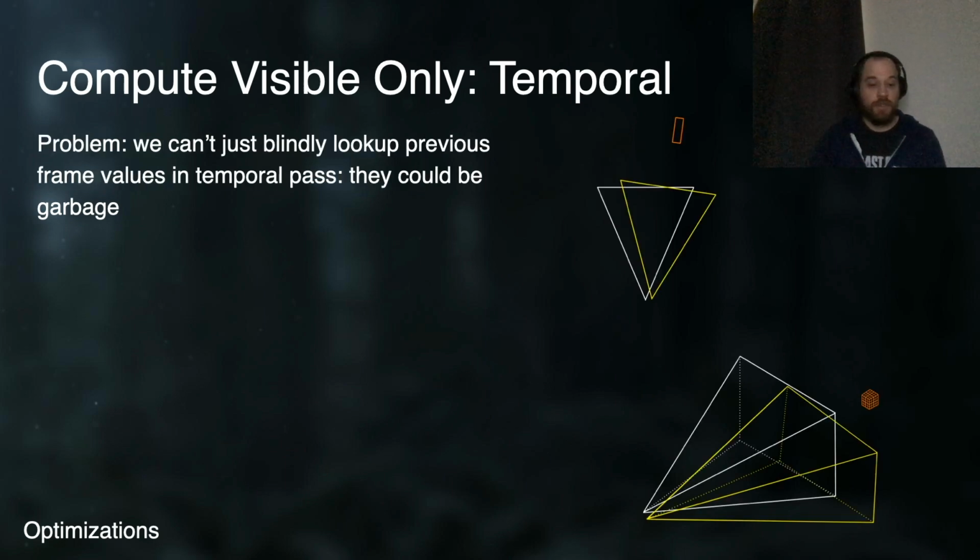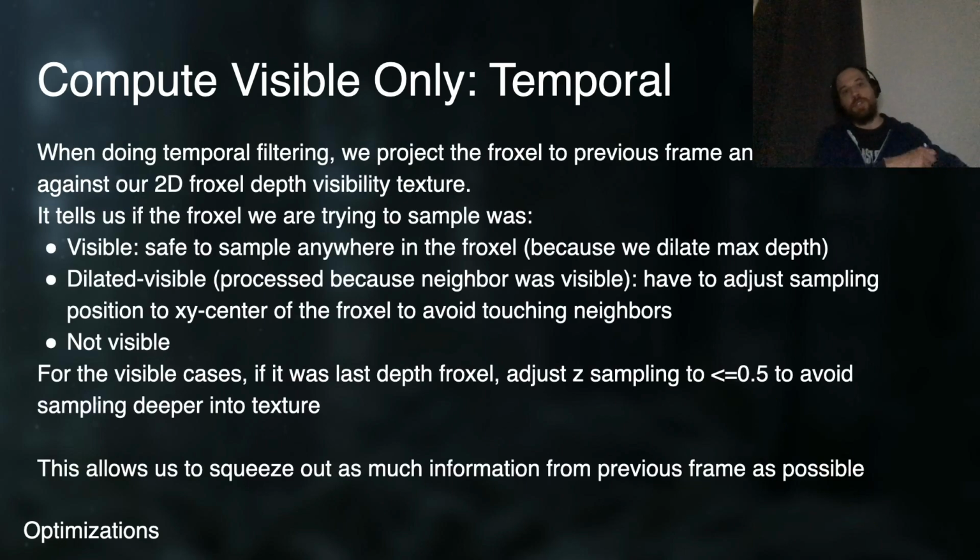And that starts becoming an issue whenever we do temporal, because we cannot just blindly look up a value from the previous frame, right? If the value was within the view, it doesn't mean it was actually visible, because it could be behind the geometry, it could be garbage. So when we do temporal filtering, we need to look at the previous frame's 2D texture of how far the Froxels went, and we see, okay, the Froxel we're trying to sample, was it visible? If it was visible, that means the depth was dilated and its neighbors were visible, so we can safely sample it. If it was dilated visible, meaning it was only visible because it was dilated, we can only sample that Froxel at the center of the Froxel, because we don't know what the neighbors are.